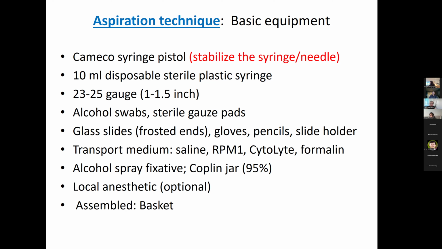And don't forget, you need transport medium, which is either saline or, if you're suspecting a lymphoma after your preliminary examination, you want to make sure that you put some of the material in the RPMI solution. And of course, the CytoLyt or the CytoRich Red fluid, which helps you to obtain material for cell block or ThinPrep. And then you need alcohol spray fixative, which can be used directly on a wet slide, or you could also use a Coplin jar filled with 95% alcohol.